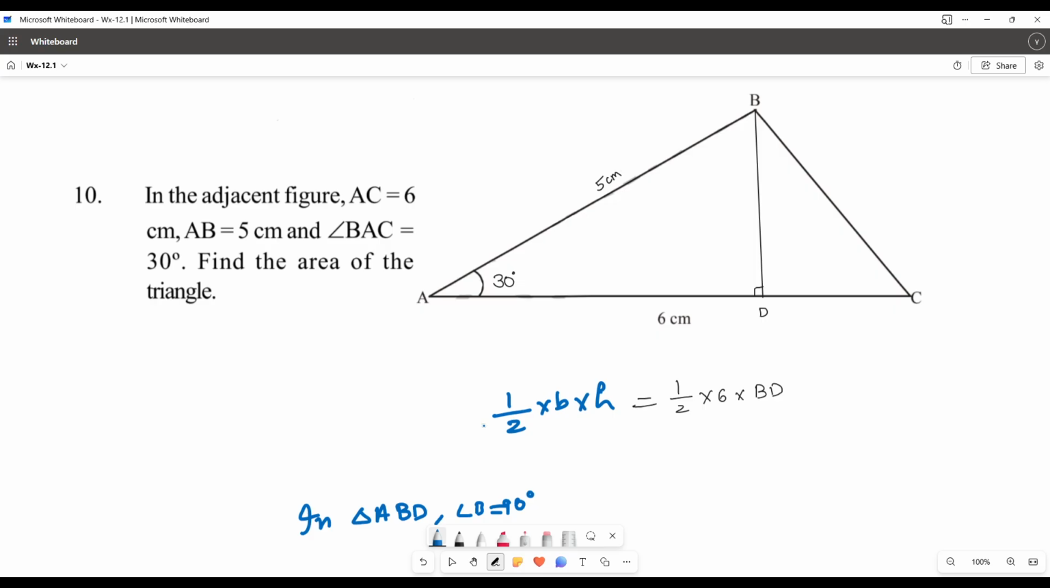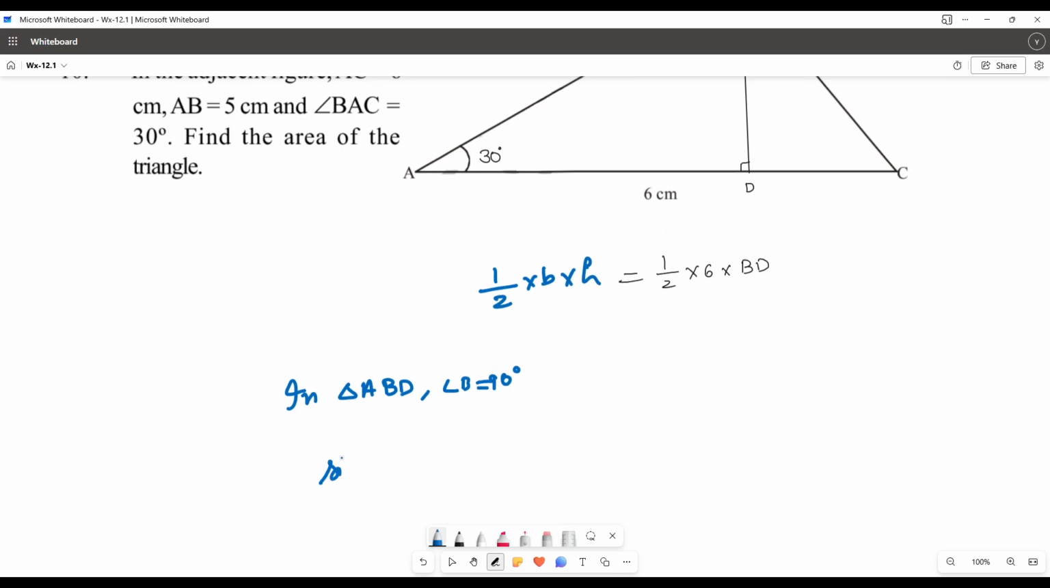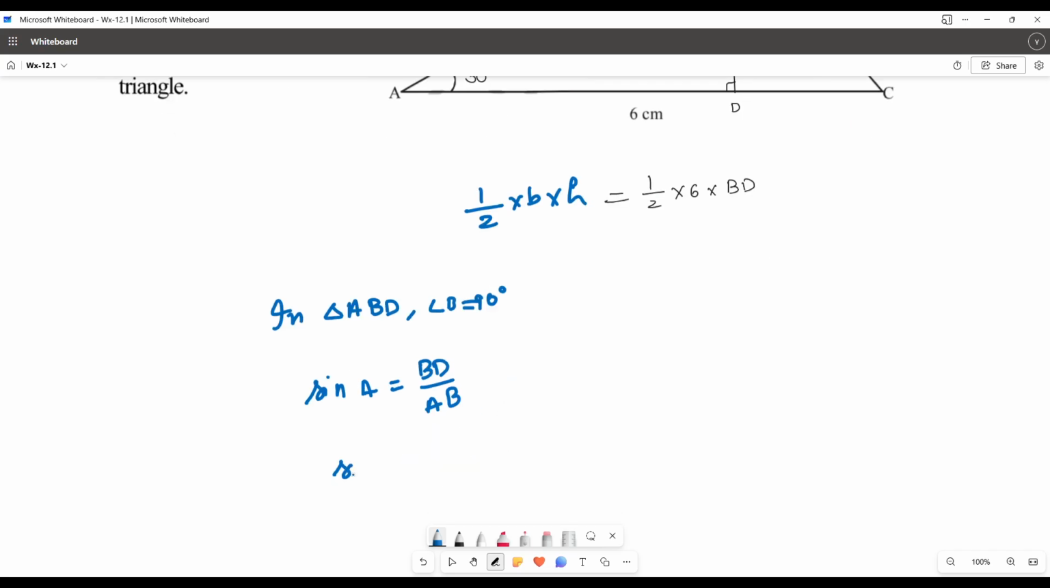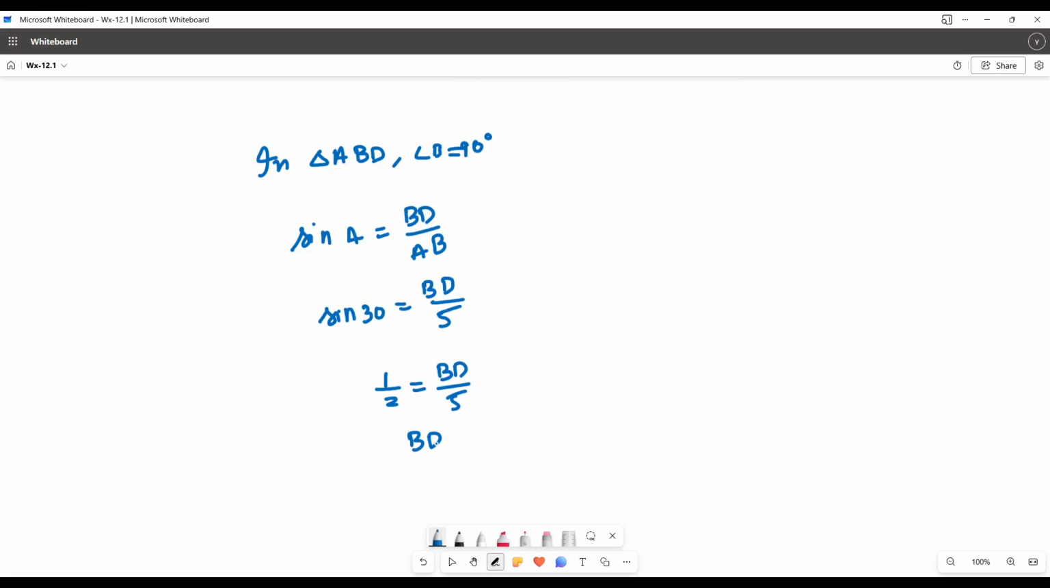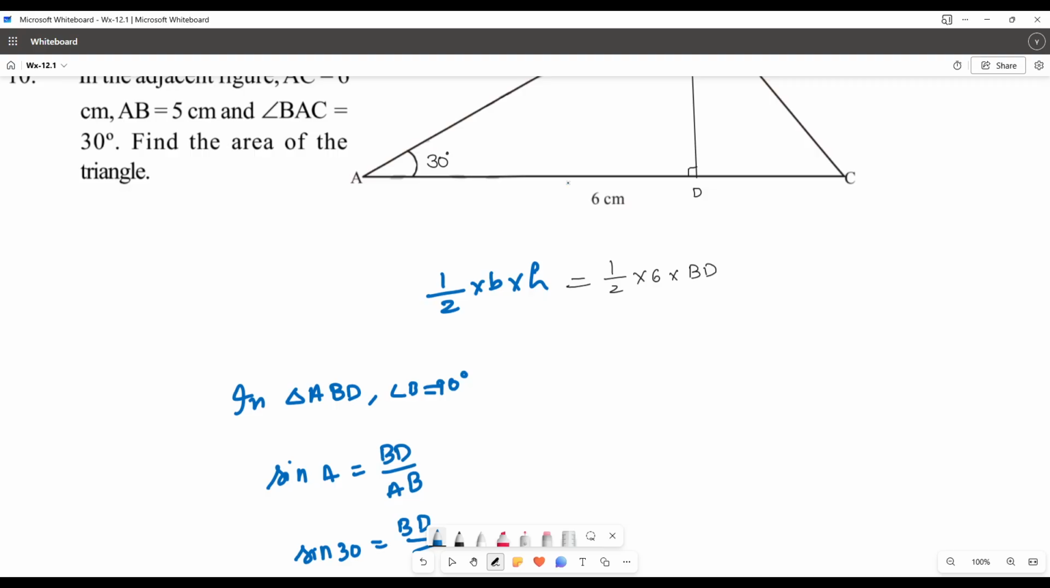So we'll use the trigonometric ratio of sine. In triangle ABD, sin A is equal to the opposite side, that is BD, by the hypotenuse, that is AB. We have angle A equal to 30 degrees. So sin 30 is equal to BD, which we need to find, by AB, which is 5 centimeters. Now sin 30 is equal to 1 by 2, which is equal to BD by 5, and if I take 5 to the left hand side, I get BD equal to 5 by 2, that is 2.5 centimeters. So now I found the length of BD. The solution is half done.